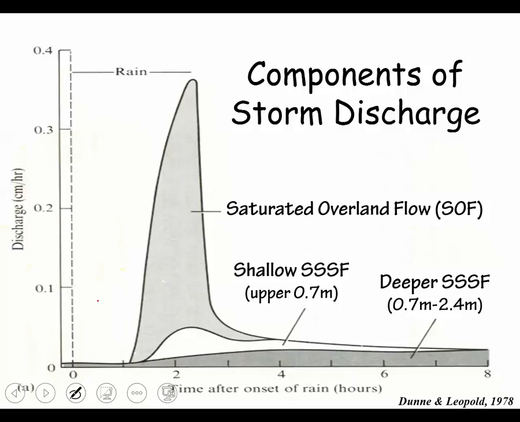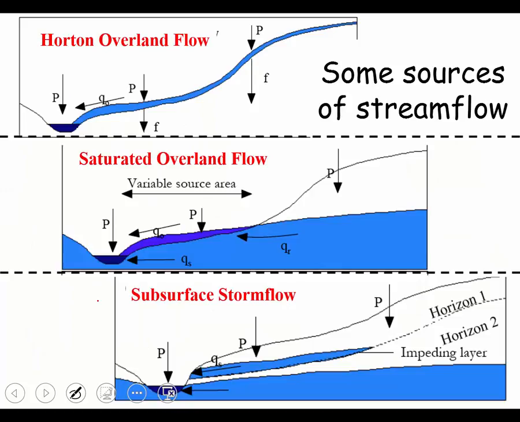Okay. So here's a case where we don't have any Horton overland flow. We've got mainly saturated overland flow and then some shallow and deep subsurface storm flow. Okay. Now, here's again an example. Here we've got only Horton overland flow. It's just flowing over the surface. Everything that infiltrates is gone. Here we've got saturated overland flow.